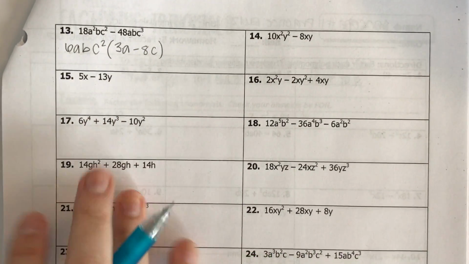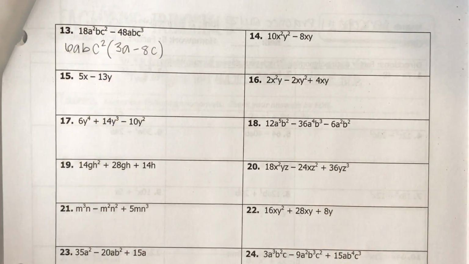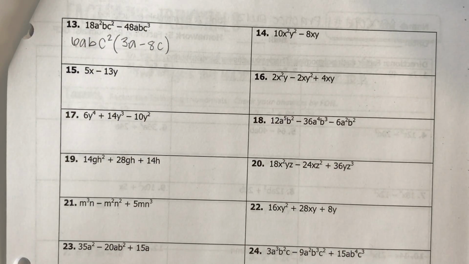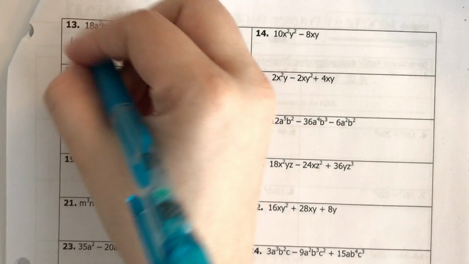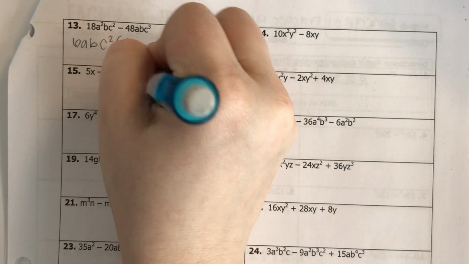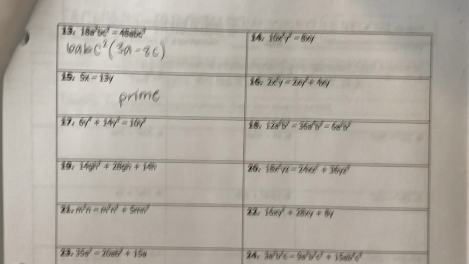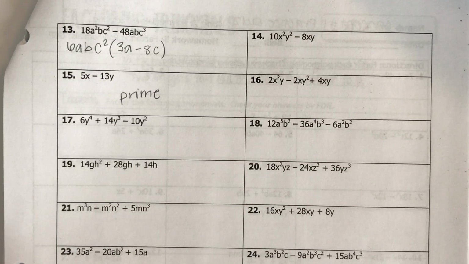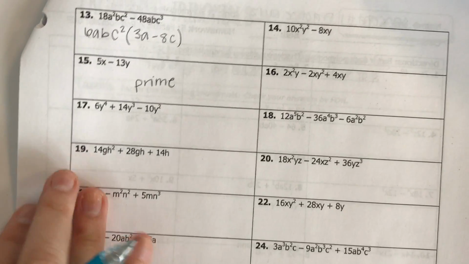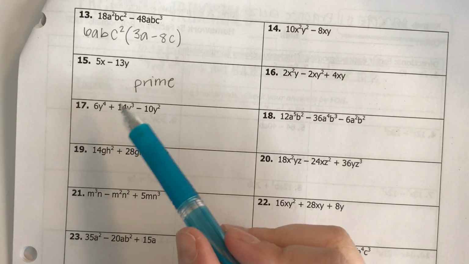All right, number 15. What do these guys have in common? Anything? They don't have anything in common, so we cannot factor this, so we say it's prime. That was easy. Cannot factor that. Okay, here we go. Number 17.